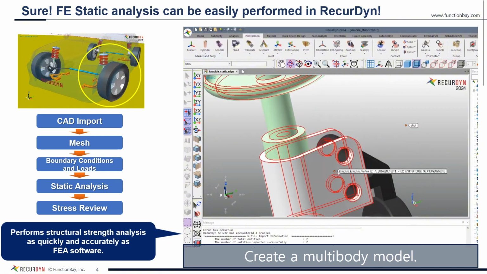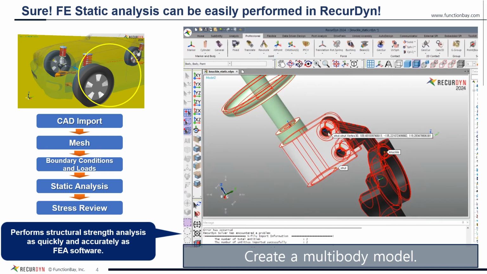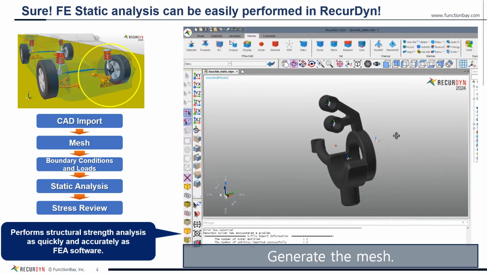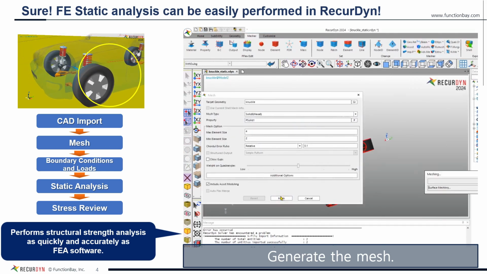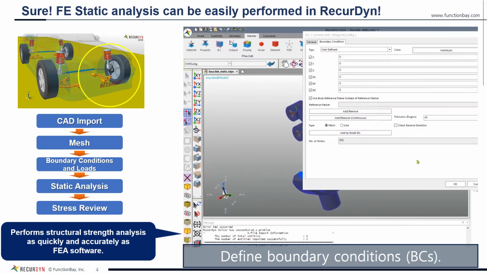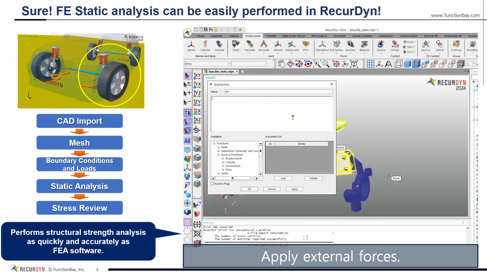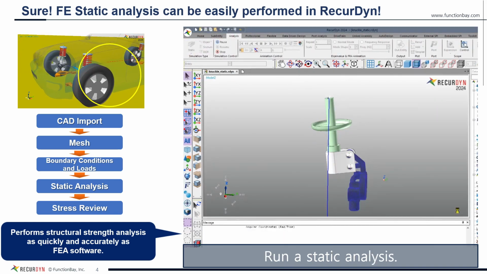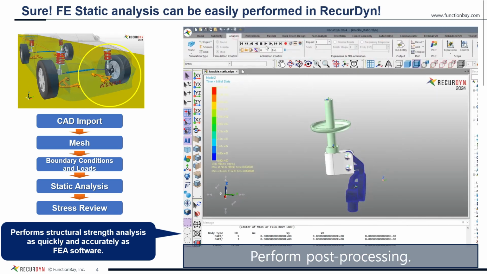Create a multi-body model. Then generate the mesh. Define boundary conditions and apply external forces. Run a static analysis. After that, perform post-processing.